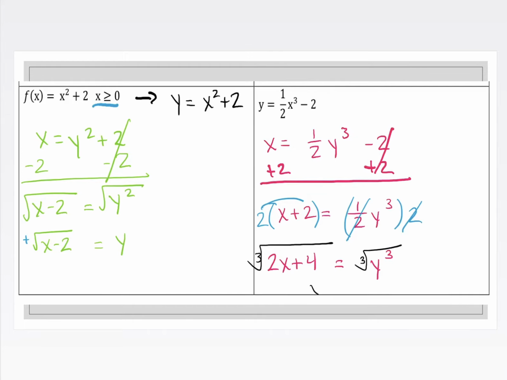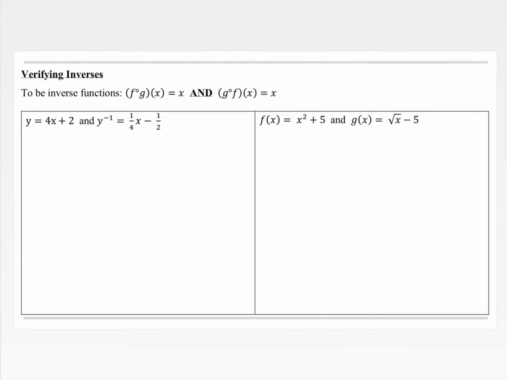So what we're left with is y equals the cube root of 2x plus 4 as our inverse. Now you might be given 2 functions and asked to verify if they're actually inverses. So what this deals with is composite functions.